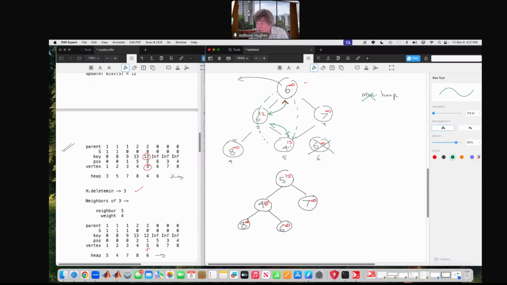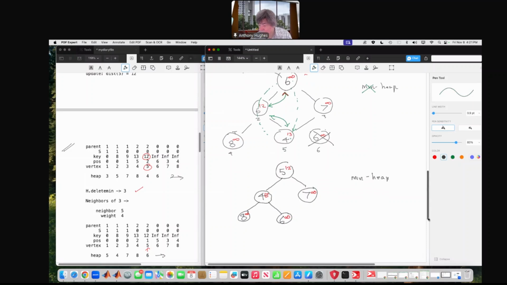So the 6 came down to the bottom. The 4 moved to the 5 position. The 5 moved to the top position. Everybody okay with that? We get these rotations. So what happens? We get these rotations that make it a min heap again. Min heap.